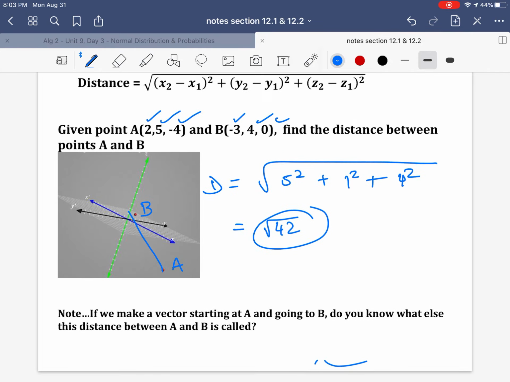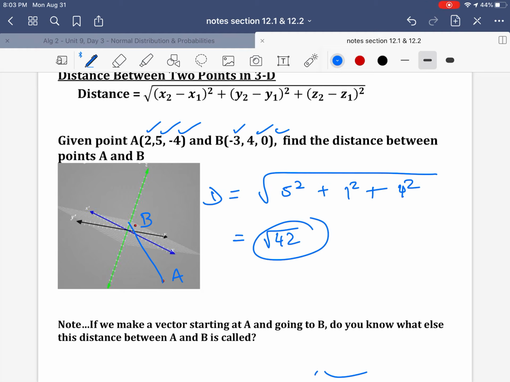That's my distance. Now, if you were in physics and somebody asked you to think of a vector going between these two spots, I want you to write in Edpuzzle: if you had a vector starting at A and going to B, this vector right here, what would it be called if you figured out the length of that vector, the distance between the two? I'll give you a hint, it starts with an M. All right, so hopefully you typed in there the word magnitude.